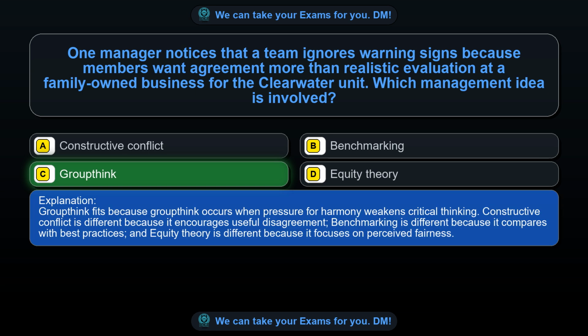Groupthink fits because groupthink occurs when pressure for harmony weakens critical thinking. Constructive conflict is different because it encourages useful disagreement, benchmarking is different because it compares with best practices, and equity theory is different because it focuses on perceived fairness.